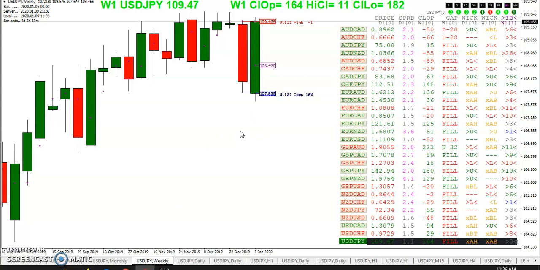So we still have 3 pairs that have not filled that weekly gap, and look at the size of this weekly candle on our dollar yen. I mean, it actually broke out above the previous week's high for about 10 pips. So right now we've got an outside bar here. This week will be an outside bar. And right now, the dollar yen is in the upper wick zone of the previous week's candle.